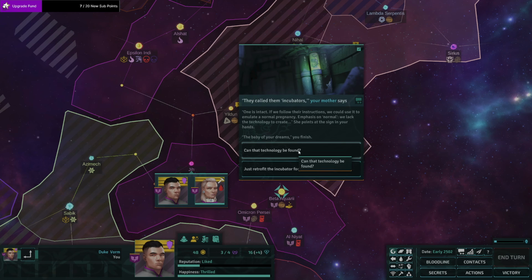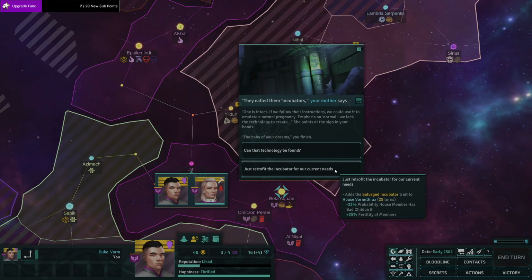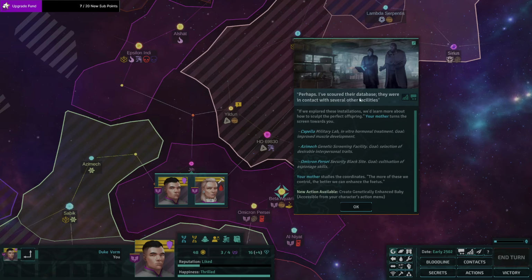So we can either delay or push the storyline on this forward, and we'll have other pop-ups or events in the future regarding this, or we settle for this bottom one. Adds the salvage incubator trait to House Vormithrax for 25 turns, lowers the probability for bad childbirth, and increases fertility. So we can take a 25 turn adjustment in those factors, or we can push it forward. It'd probably be safer to take this, but I'm gonna push forward because I'm new to this stuff and this looks fun.